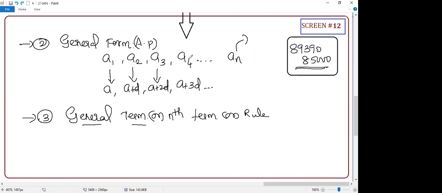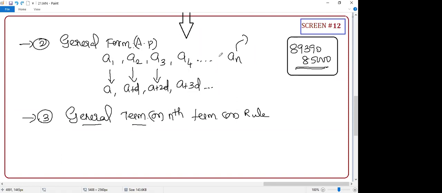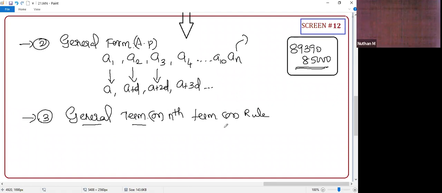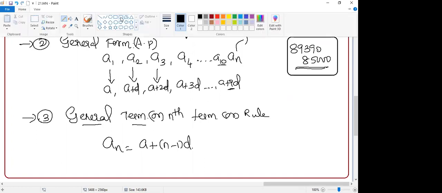So guys, what do you understand from the second formula? That A1 is A, A2 is A plus D, A3 is A plus 2D, A4 is A plus 3D. Can you tell me what is A10? A plus 9D. Excellent. Whatever you are putting, one less. So if I give A10, it means A plus 9D. AN means A plus, whatever number is here, you are reducing by one. N minus 1 into D. This is called your third formula.